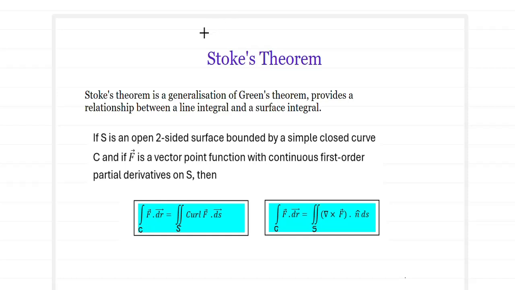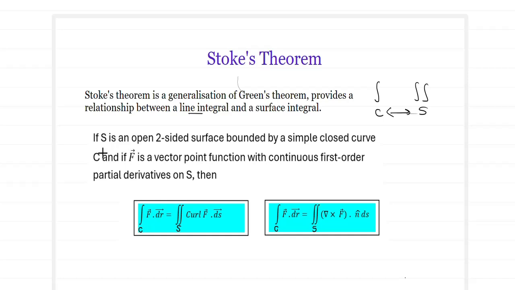Stokes theorem can be viewed as a generalized form of Green's theorem. It provides a relationship between a line integral and a surface integral. A line integral is one which we denote by single integration. A surface integral is something which we denote by double integration. So, the relationship between your C and S, the curve and the surface, is brought out through Stokes theorem.